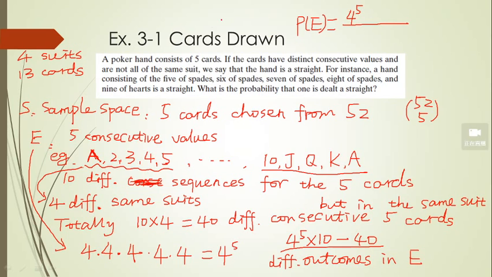So we have 4 to the 5, and then we have 10 different sequences, and we should subtract the total 40. They have the different consecutive 5 cards, but they are in the same suit. This is not called a straight, right? The event E is a straight. So divided by the total 52 choose 5. That is the probability of event E. And finally, you work out the answer that will approximately be 0.0039. You should keep more decimal numbers.